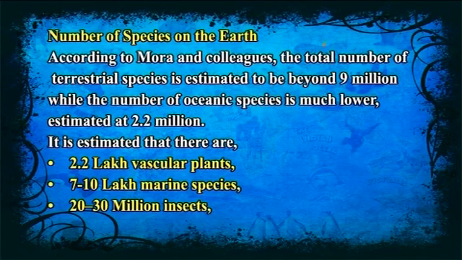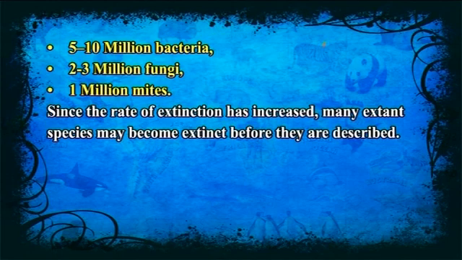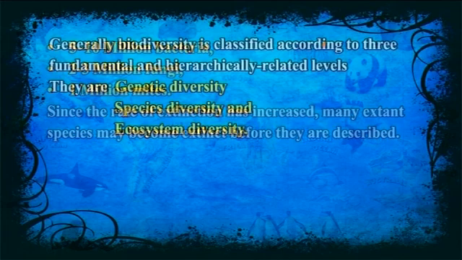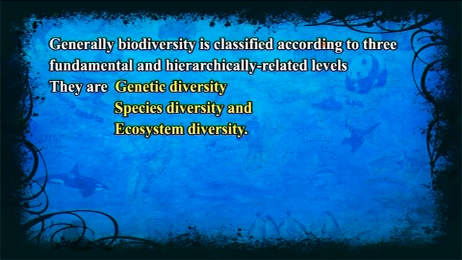It is estimated that there are 2.2 lakh vascular plants, 7 to 10 lakh marine species, 20 to 30 million insects, 5 to 10 million bacteria, 2 to 3 million fungi, and 1 million mites. Since the rate of extinction has increased tremendously, many extant species may become extinct before they are described. Generally, biodiversity is classified according to 3 fundamental and hierarchical levels. They are genetic biodiversity, species biodiversity, and ecosystem biodiversity.